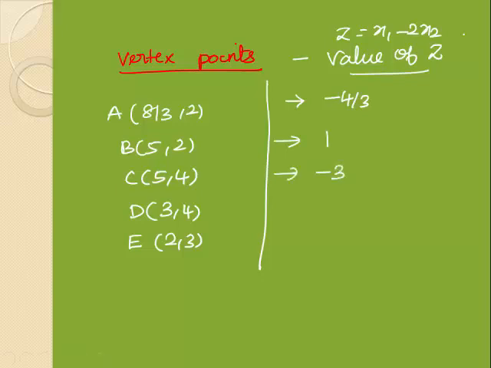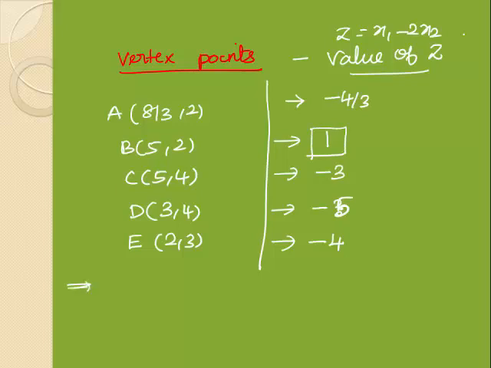The corresponding z value for the vertex point B is 1, for point C minus 3, for point D substitute x1 as 3 and x2 as 4, we arrive at the value of z as minus 5, and for E that is minus 4. So the problem is to maximize the function z. So the maximum value will be arrived at for vertex point B.